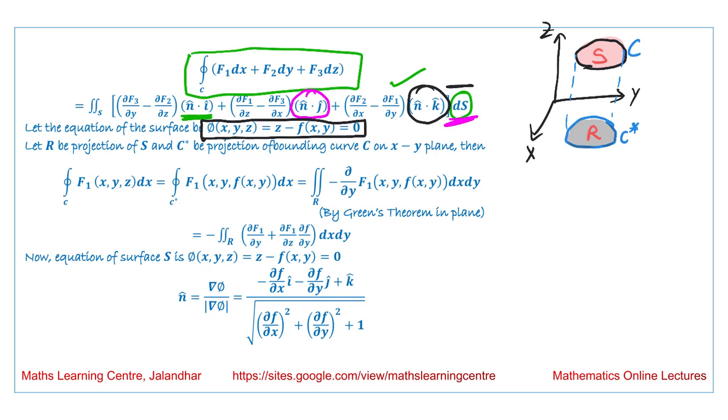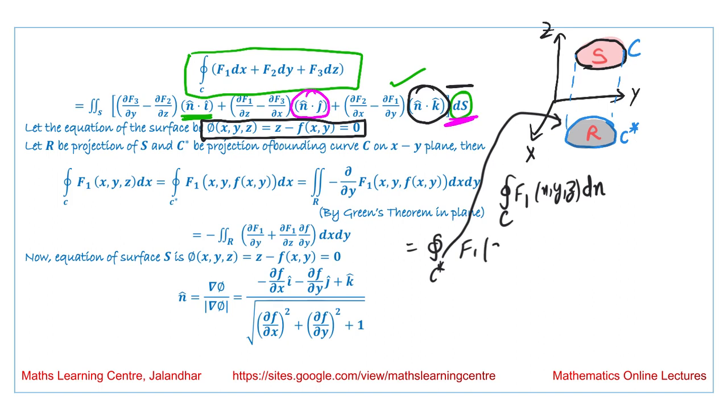Then by Green's theorem, if we apply it here, we get the integration of F1(x, y, z) dx over the curve C equal to the closed integral over C star, the projection, of the function F1(x, y, f(x, y)) dx, because in place of z we write z = f(x, y). And by Green's theorem this is equal to a double integration over R.